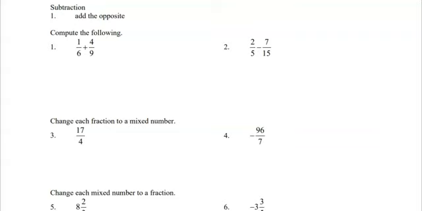A ninth is a whole split into 9 equally sized pieces. So it should be very obvious to our students the reason we cannot add these is because these pieces are not the same size. So what we have to do is find the least common multiple, which is going to be the smallest common multiple where I can make both of these fractions the same size pieces.